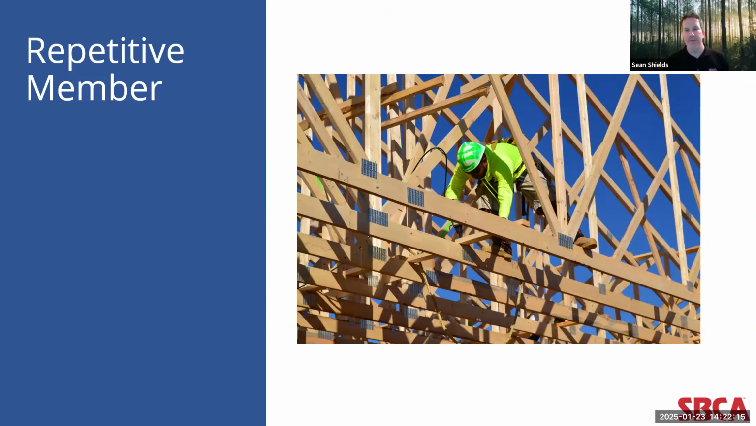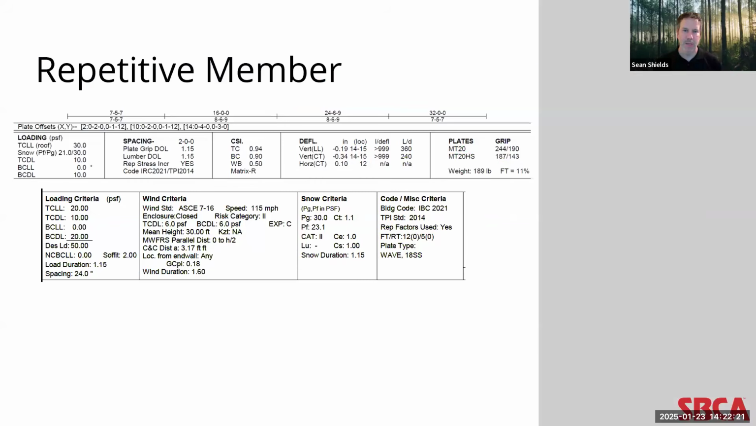Another important piece of information on the truss design drawing is the repetitive member indication. Each truss is typically part of an overall roof or floor system. And it is common for this indicator to be marked yes. This means that there are trusses on either side of the truss discussed in that particular truss design drawing. They're assumed to share in the distribution of load in the overall system.